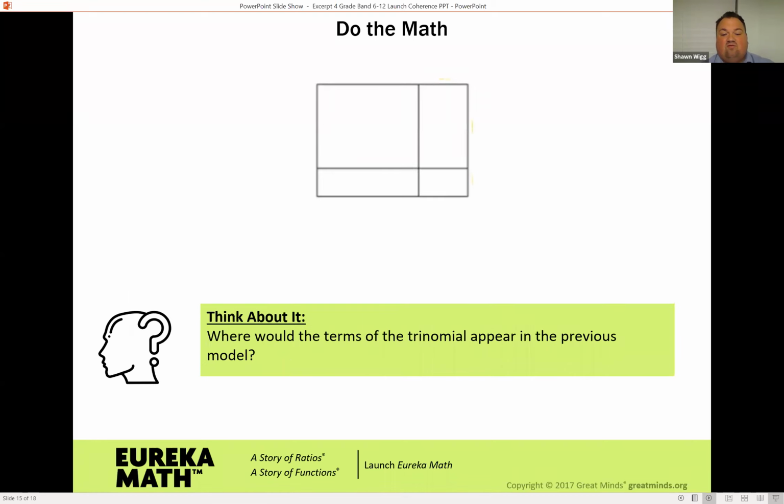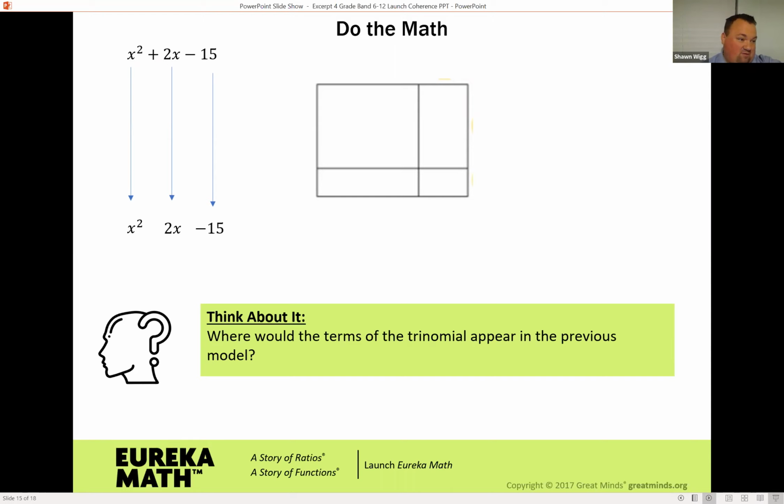So think about this. When you think about that trinomial, where would the terms appear? When we did the other one, we did the arrows coming from the diagonal. Where might these trinomial components and terms go into our tabular method? So let's start with x squared plus 2x minus 15. Let's get those terms broken apart: our x squared, our 2x, and our negative 15. Thinking about this model and this method, where would these terms go?